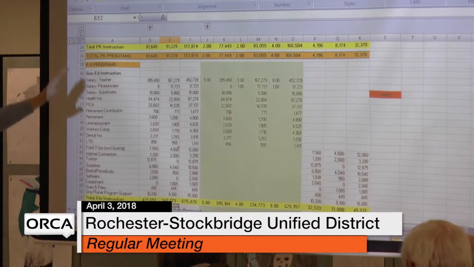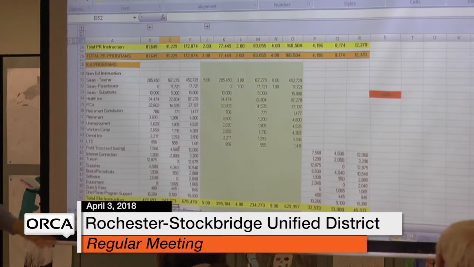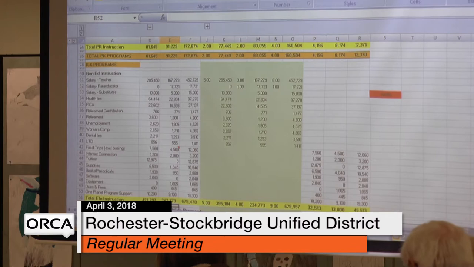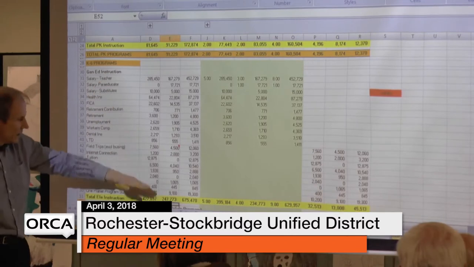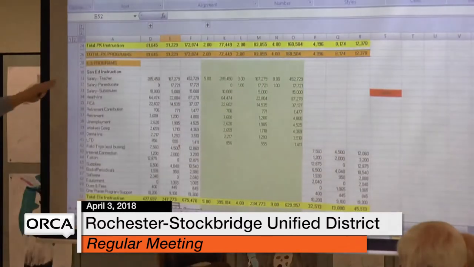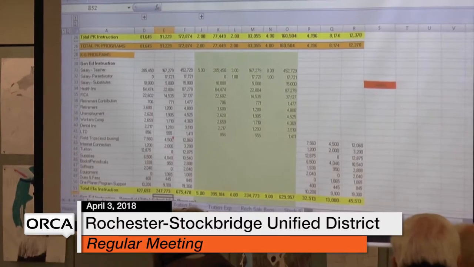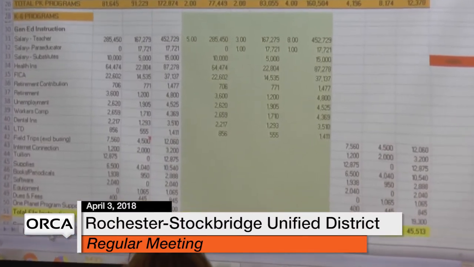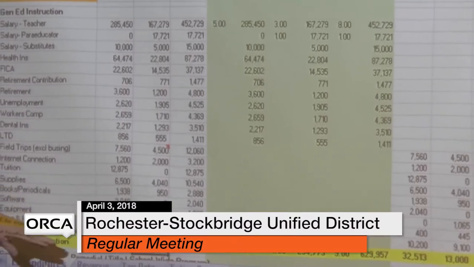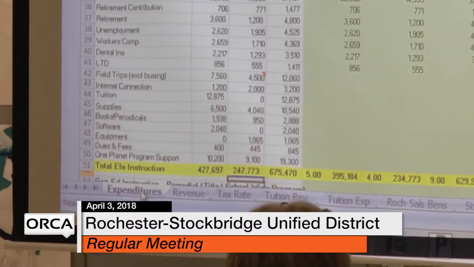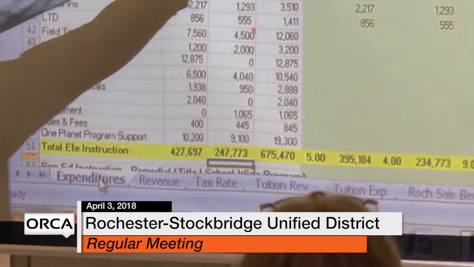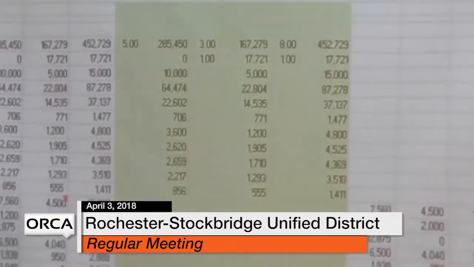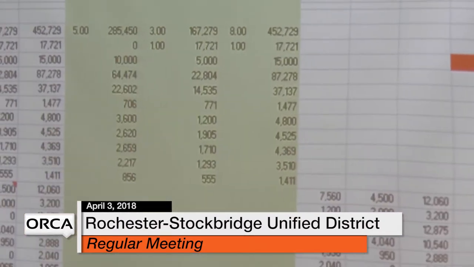And behind every one of these lines is an account code that gets reported to the state periodically, and they use it for a multitude of reasons, including paying to school districts the general state support grant. So we begin in elementary. K-6 is what the state calls elementary. That's the elementary grades. And so instruction for elementary, a total of $675,000, with five FTEs of teacher in Rochester, three FTEs of teacher in Stockbridge, and one FTE of paraeducator in Stockbridge.